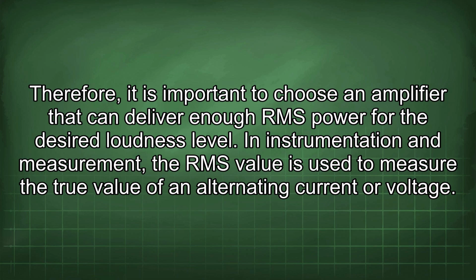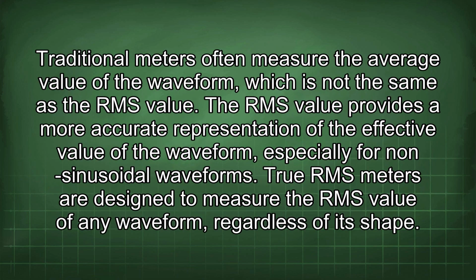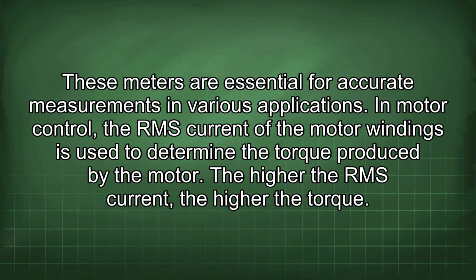In instrumentation and measurement, the RMS value is used to measure the true value of an alternating current or voltage. Traditional meters often measure the average value of the waveform, which is not the same as the RMS value. The RMS value provides a more accurate representation of the effective value of the waveform, especially for non-sinusoidal waveforms. True RMS meters are designed to measure the RMS value of any waveform, regardless of its shape. These meters are essential for accurate measurements in various applications.